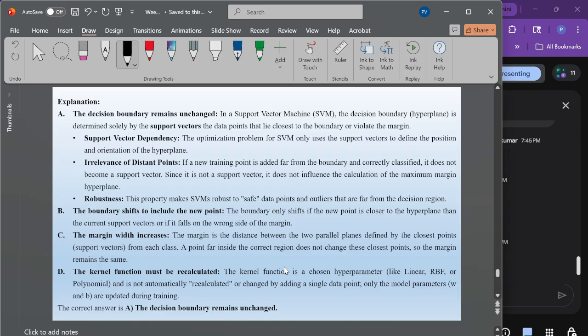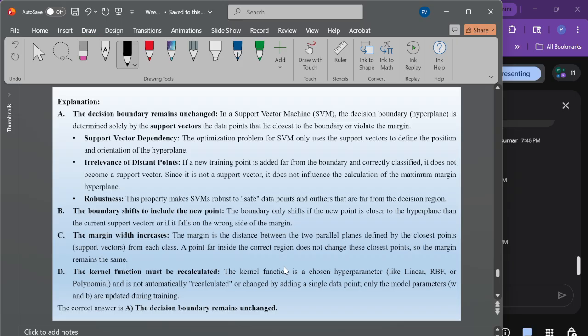The first one is support vector dependency. The optimization problem for the SVM only uses the support vectors that define the position and orientation of the hyperplane. And the irrelevance of distant points: if a new point is added far from the boundary and correctly classified, it does not become a support vector. Since it is not a support vector, it does not influence the calculation of the maximum margin hyperplane. This property makes the SVM robust to safe data points and outliers that are far from the decision region.